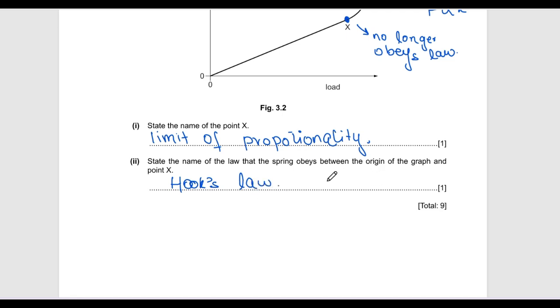There is 1 mark for each of the questions, so 9 marks in total, including all the previous questions.